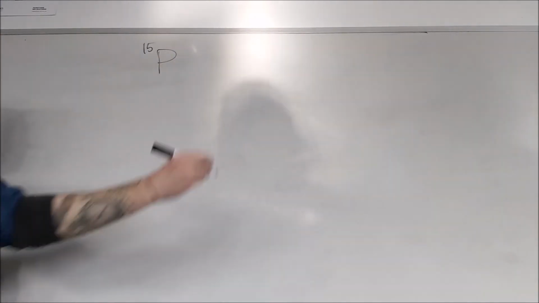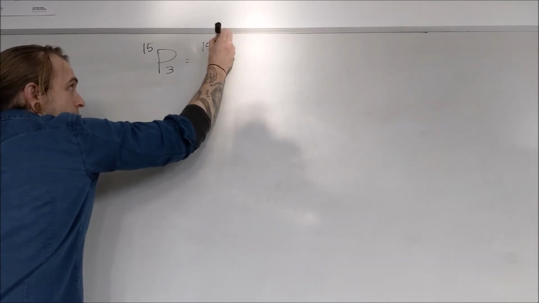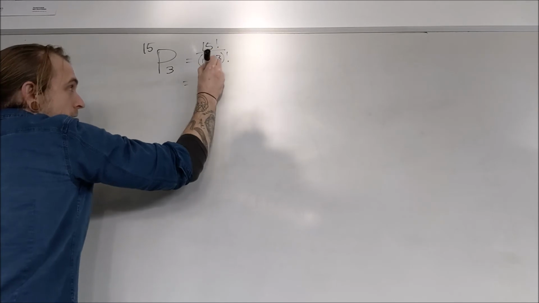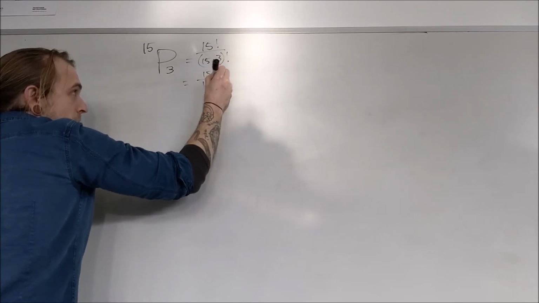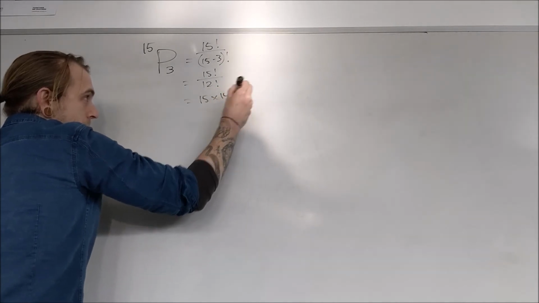15 snowboarders, 3 places that they can take. Factorial 15 divided by 15 minus 3 factorial. 15 on 12. 15 by 14 by 13.